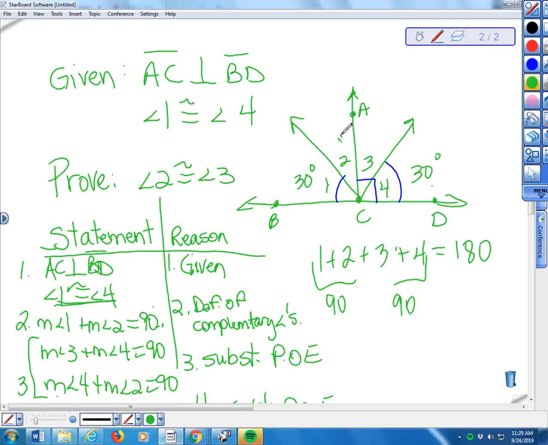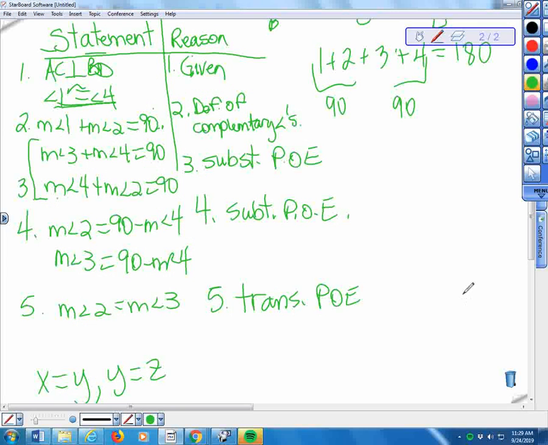So if I know these two are equal, this plus this is 90, this plus this is 90, then I know this angle and this angle have to be equal. It's taking the steps that you automatically jump to and putting reasons with it. Let's try another one.